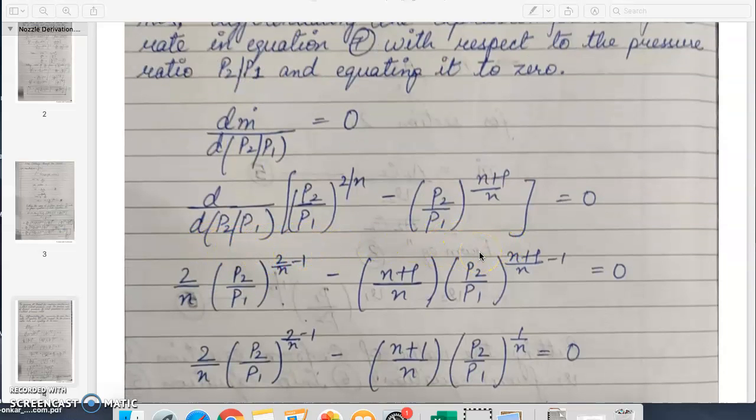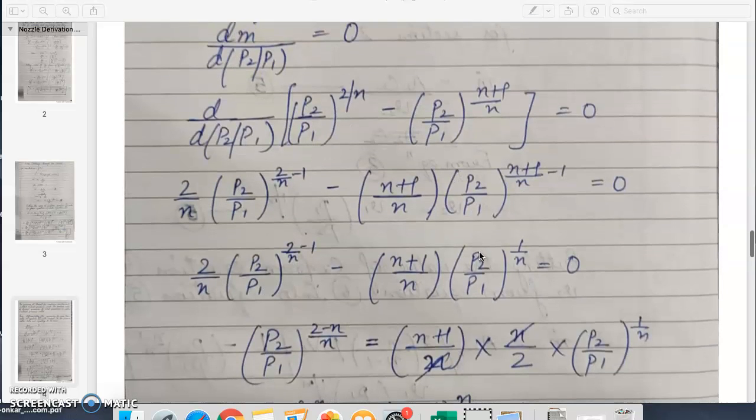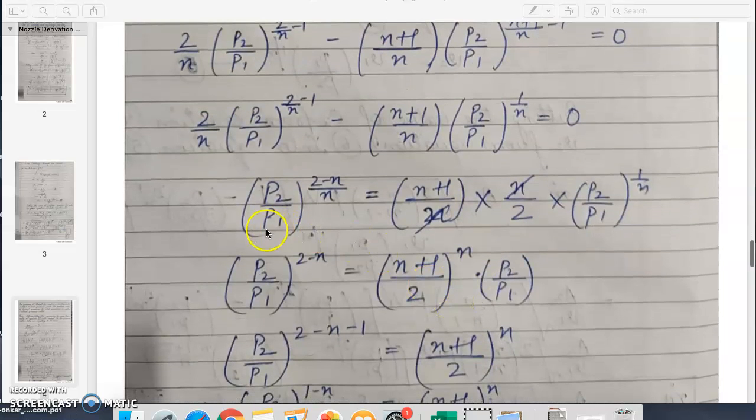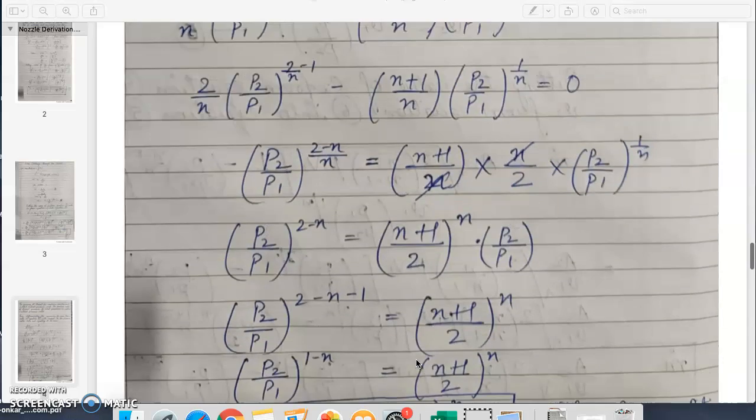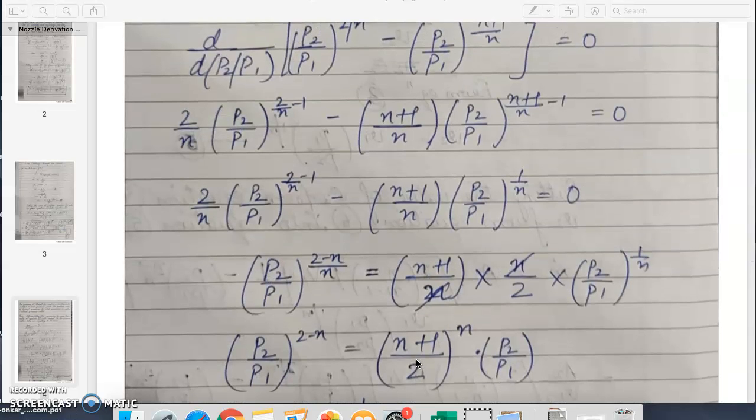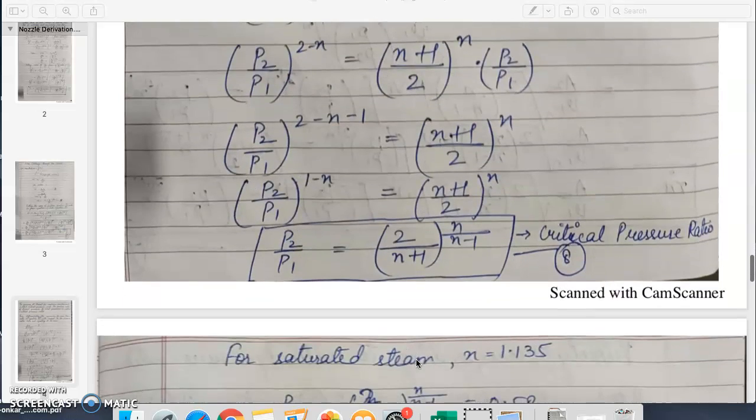You can do it yourself first, and then you can see over here from the video, and then we get this by putting this equal to 0. This is basically the mathematical steps. You can go through this. Now all this is cancelled, and finally we get P2 upon P1 is equal to 2 upon n plus 1 raised to the power n upon n minus 1, and this is the critical pressure ratio for the nozzle. If you do not understand anything during these calculations, then you can contact me.